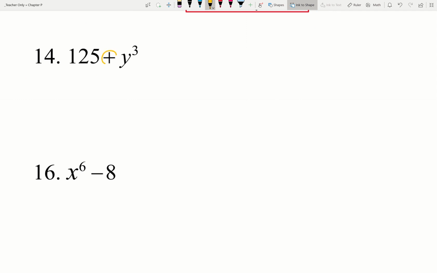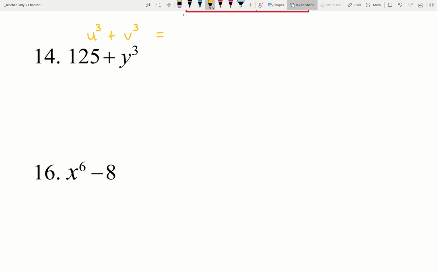I'm seeing a plus sign in the middle of my two terms. I'm seeing an exponent of 3. And then I'm also seeing a descriptive number here like a 125. And if you notice, that's actually a perfect cube number. So this is actually going to fit the form of the sum of 2 cubes. And so I'll let you go ahead and take a look at your half sheet for the formula for that.